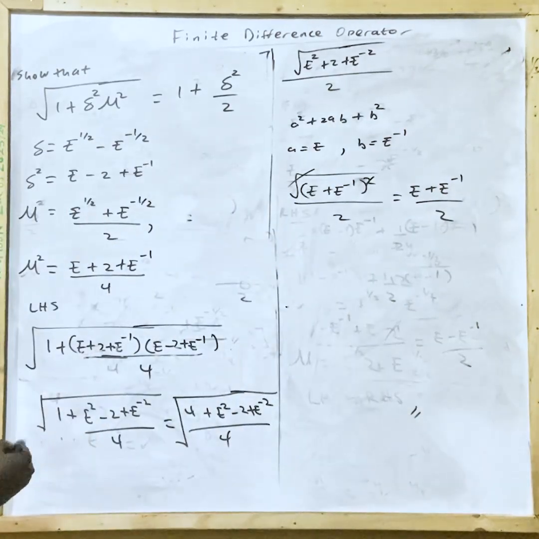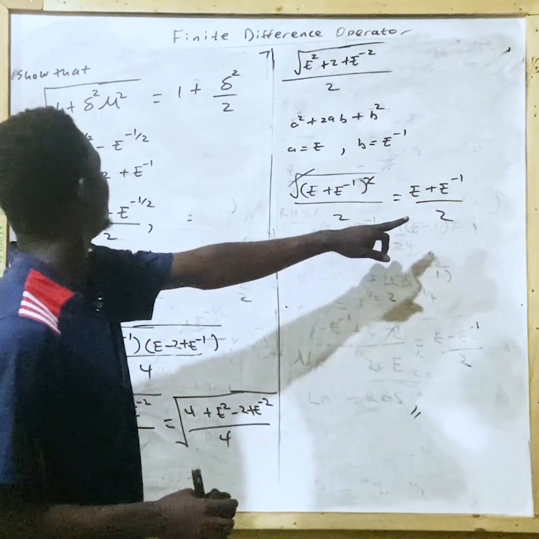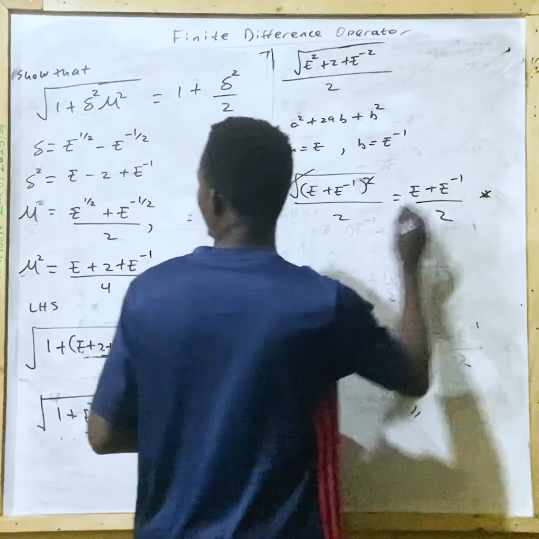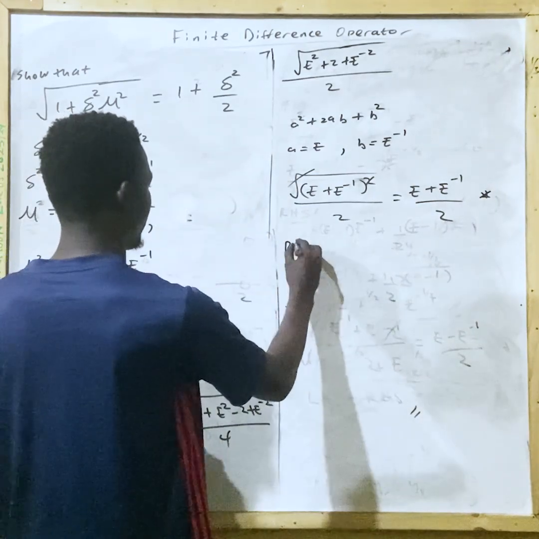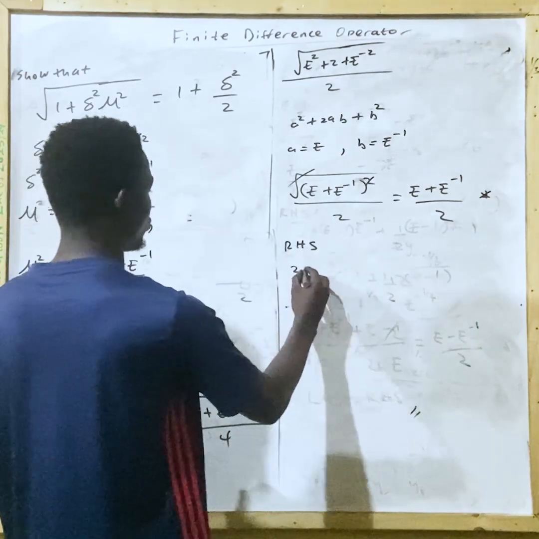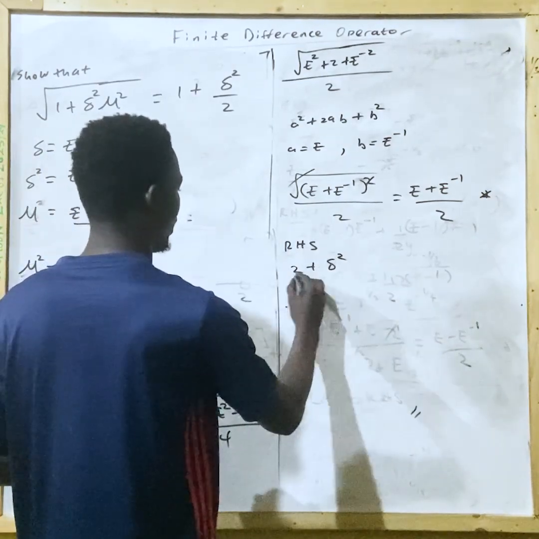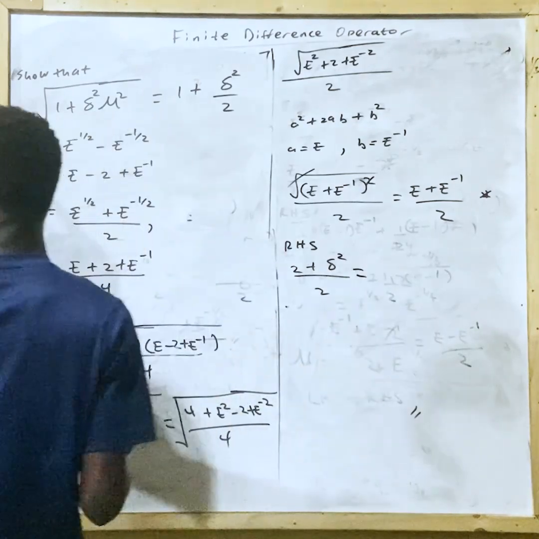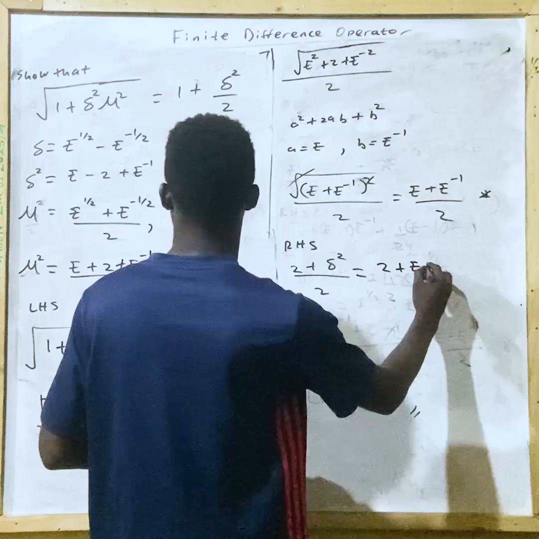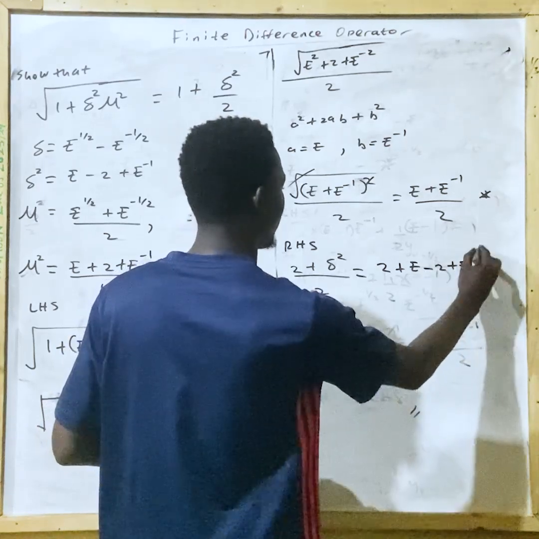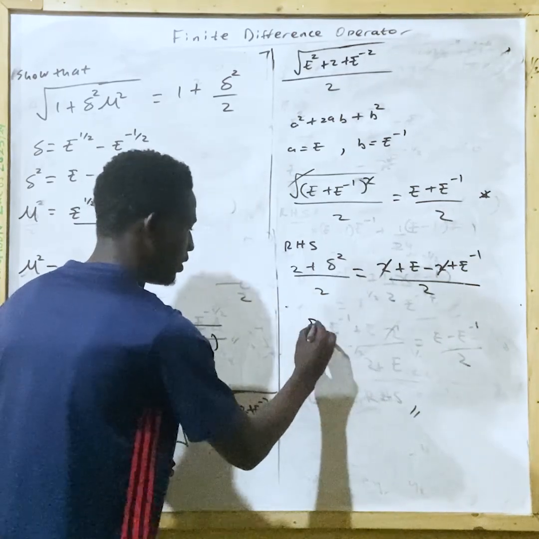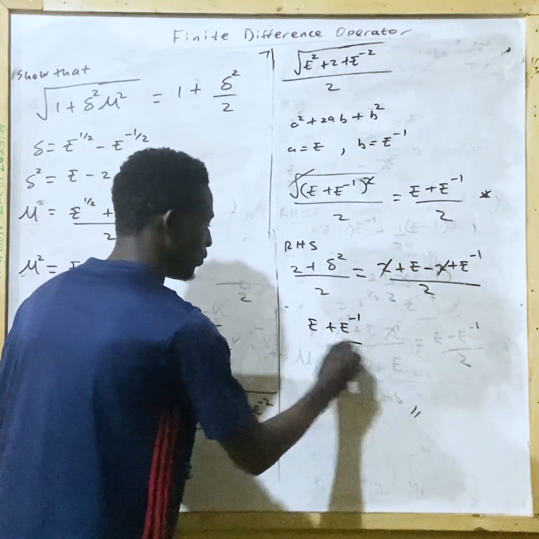Let me stop here for my left hand side. Proceeding with my right hand side, I have finding the LCM: 2 plus this square over 2, and what is central difference? You have 2 plus e minus 2 plus e raised to power minus 1 over 2. So 2 can cancel 2. Beautiful. So e plus e raised to power minus 1 over 2.